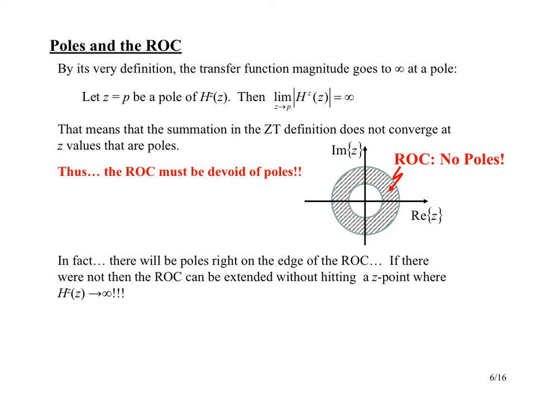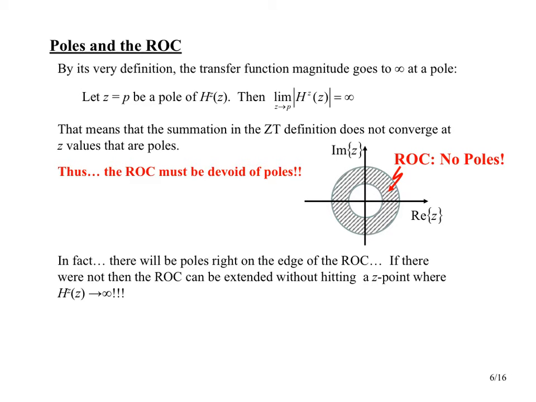So linking these poles of the transfer function to the region of convergence is an insightful thing to do. We've seen that the transfer function goes to infinity at a pole. So obviously the poles cannot be in the region of convergence.